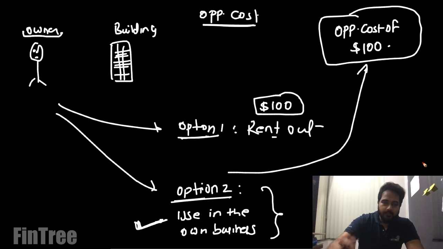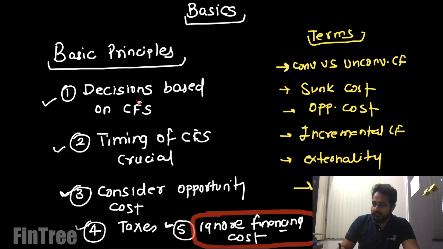So we have these 5 principles. Which are the 5 principles? Decisions are based on cash flows. Timing is important. Consider opportunity cost, taxes, and ignore financing cost. On these 5 points, if you have any questions, you can ask me.